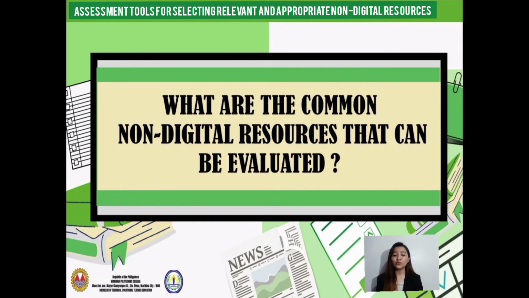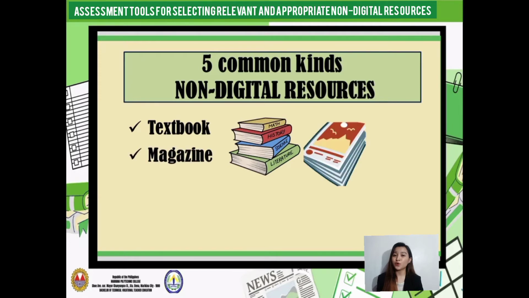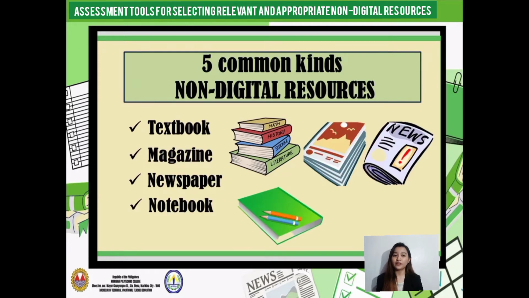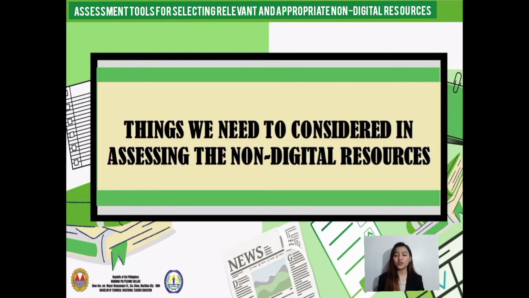We all know that non-digital resources are not relating to or using computers, internet, or other digital technology. There are 5 common kinds of non-digital resources: textbook, magazine, newspaper, notebook or a personal note, and lastly the catalog. Since we are done defining what is assessment and the 5 commonly used non-digital resources, let's now identify the things that we must consider to assess non-digital resources.